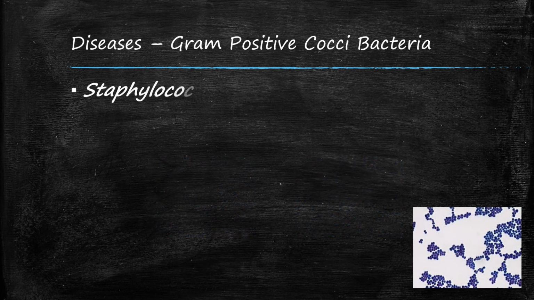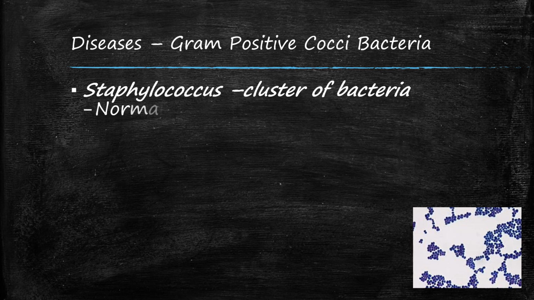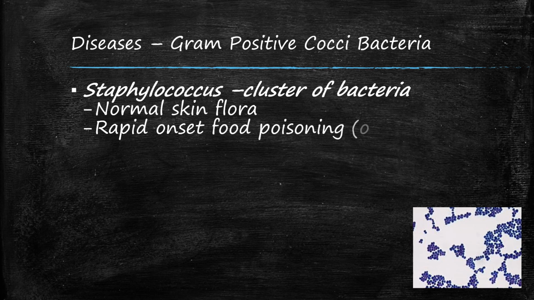First of all, we'll talk about Staphylococcus. Staphylococcus is the main organism that we deal with, and they appear as a cluster of bacteria like you'll see here in this slide. They are part of the normal flora of the skin, and they also can cause rapid onset food poisoning. Staphylococcus aureus food poisoning is the most rapid onset of the food poisonings, with onset of symptoms within 1 to 6 hours of ingesting the food.